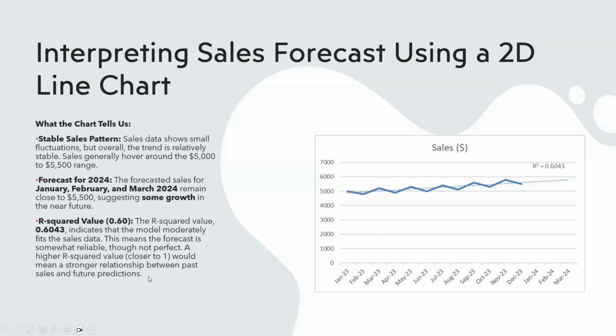R square value is 0.60. The R square value indicates that the model moderately fits the sales data. This means the forecast is somewhat reliable, though not perfect. Because if the R square value is, let's say, 0.90 close to 1, then that means it's a very good fit. This one is just a moderate fit. A higher R square value closer to 1 would mean a stronger relationship between past sales and future predictions.